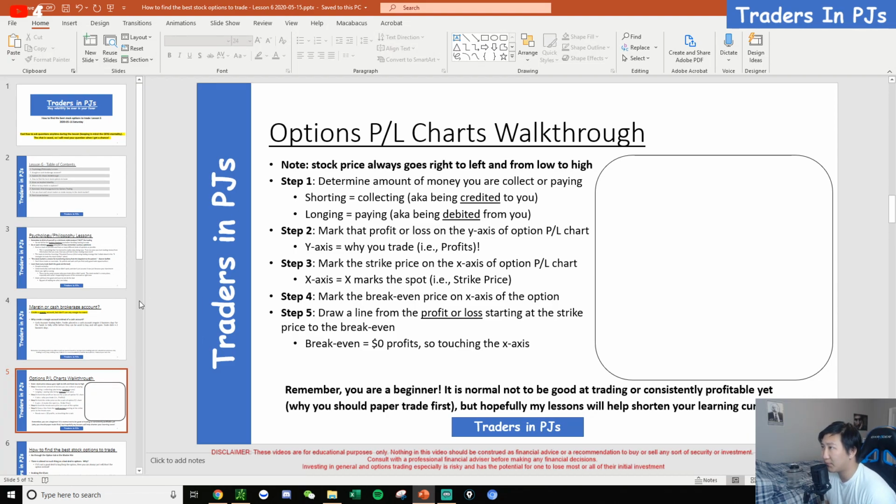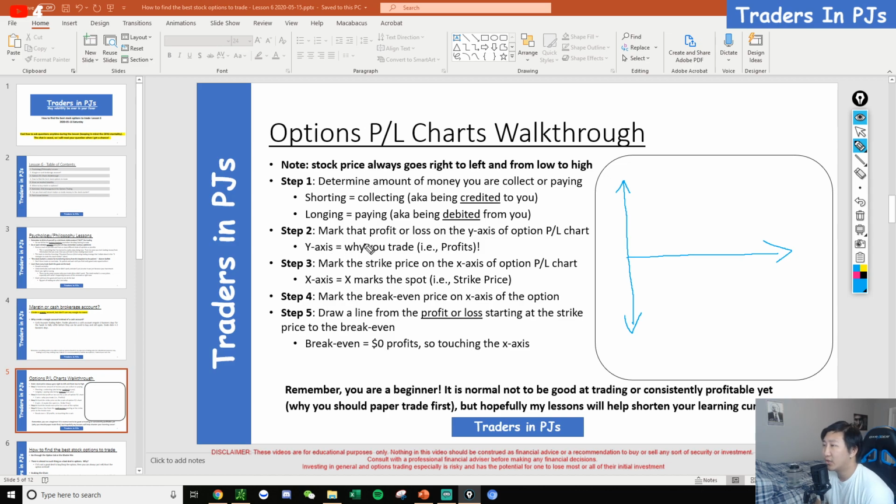All right, the options profit and loss chart walkthrough. Note the stock price always goes from left to right and from low to high. All righty. Because I glanced over this last time, I want to make sure I do it justice this time. Let's use blue. So on the y-axis and then the x-axis. What's on the y-axis and what is on the x-axis?